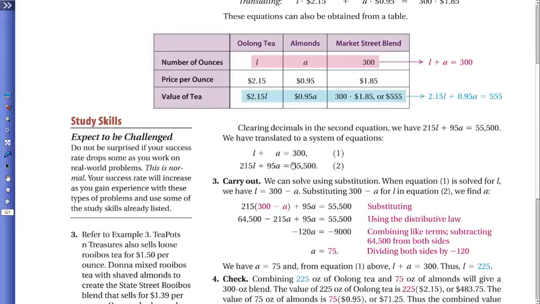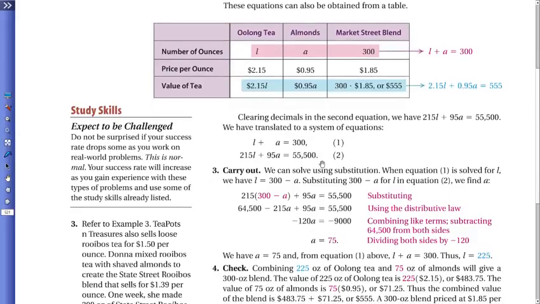They decide to use substitution, I think, because I can easily solve this first equation for one of the variables. And they decide to solve for L. You could solve for A, and it would probably be exactly the same amount of steps, work, and everything else.